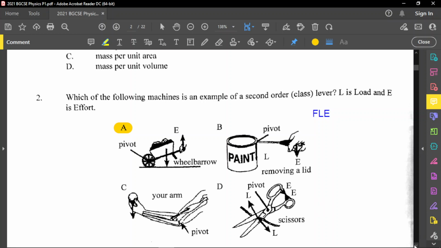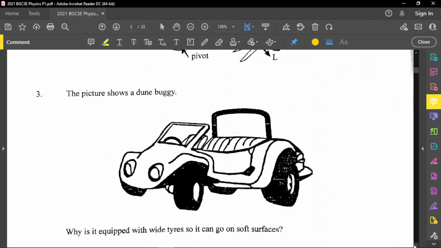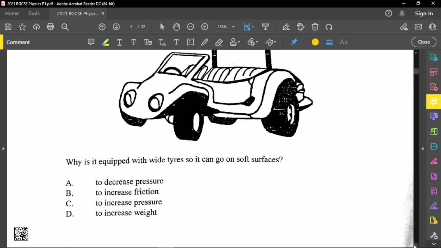All right, so let's go into question number three. In question number three, it said the picture shows a dune buggy. It said why is it equipped with wide tires so it can go on soft surfaces? And so of course you don't want to damage a soft surface. So there's a number of things that could happen here. And one, if you go through option A, it's a decrease in pressure, which seems like the correct answer because firstly, you need to know that a greater area of contact gives you a lower pressure.